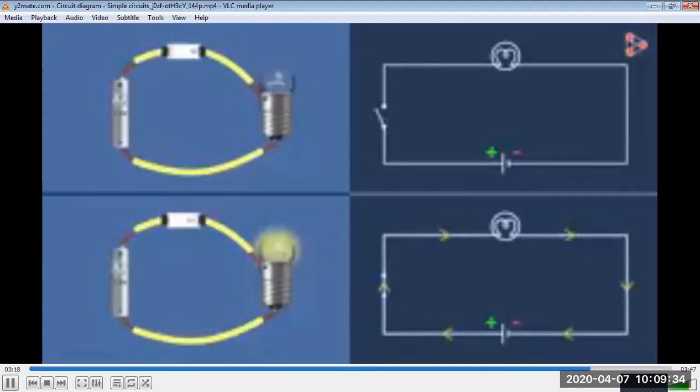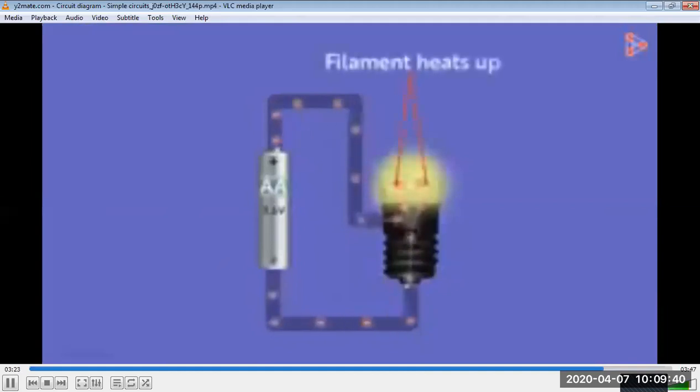Now here is a question for you. We know that when the electric current flows between the two ends, the filament heats up. This heating up of the filament results in its glowing, and this is how we receive light from the bulb. But if this filament is broken, then will the bulb glow? No, it won't. This is because if the filament breaks, the circuit will be broken.